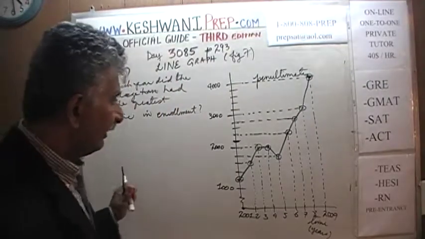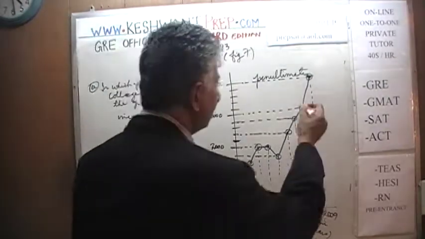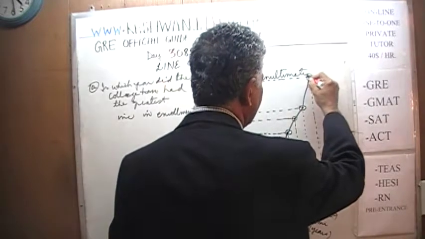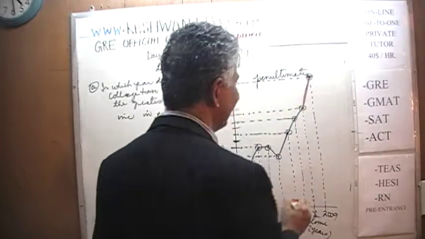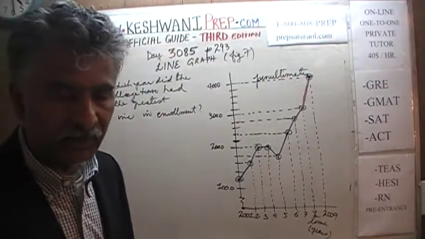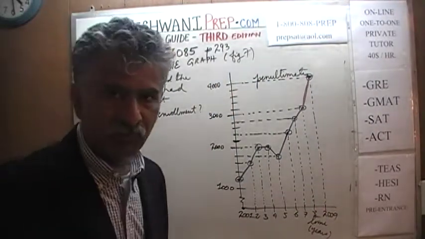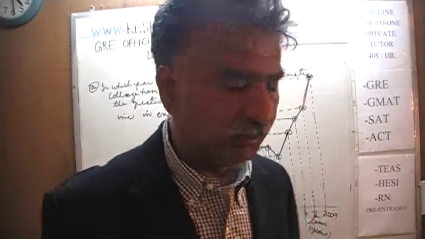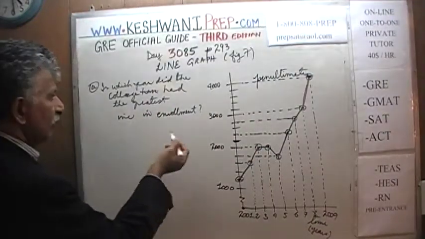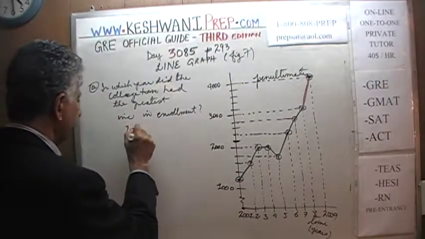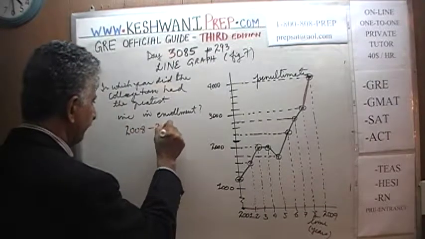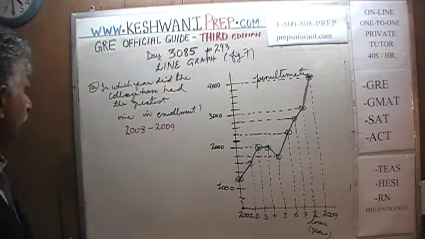So which segment do we see there with the steepest slope? Steepest slope we see right here. That's where the slope is the steepest. That's when they had the largest increase, as we know from our data, but we have to pretend that we didn't have it. It went from 3,000 to 4,000. So the answer to this question, in the exam, is going to say from 2008 to 2009. Let's do the next question, shall we?